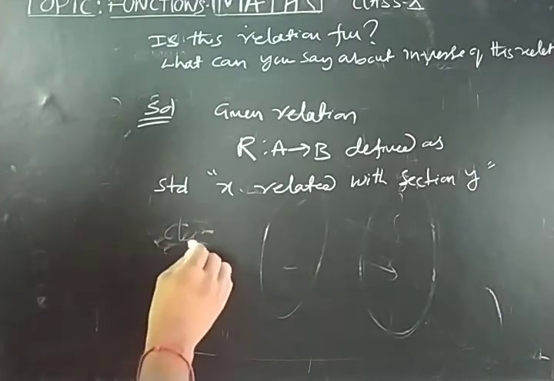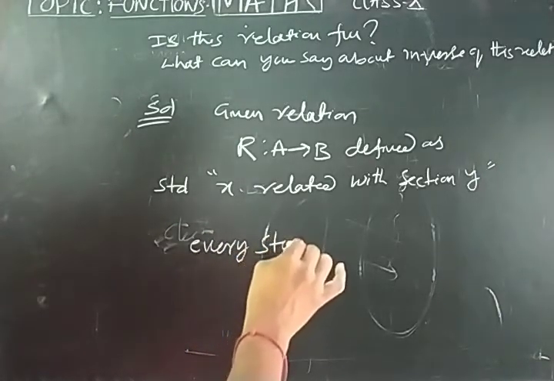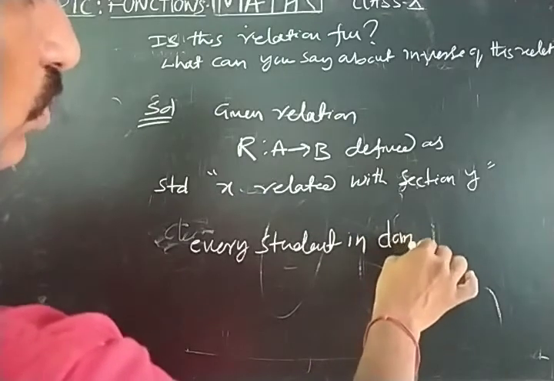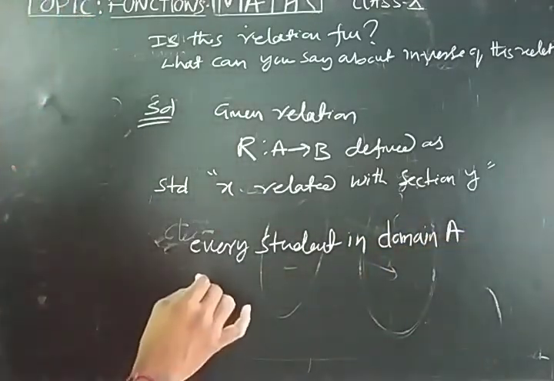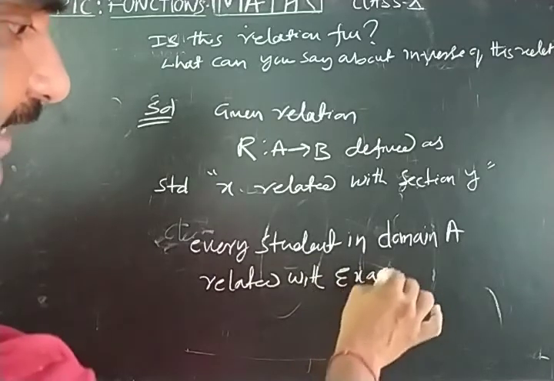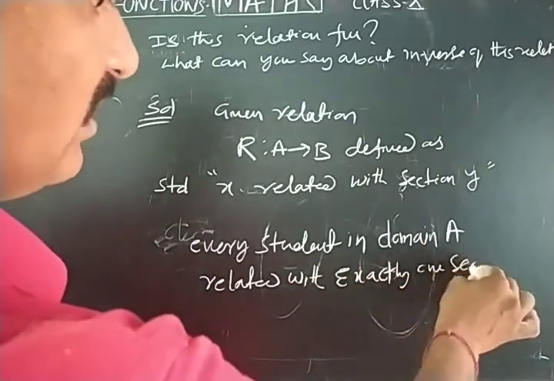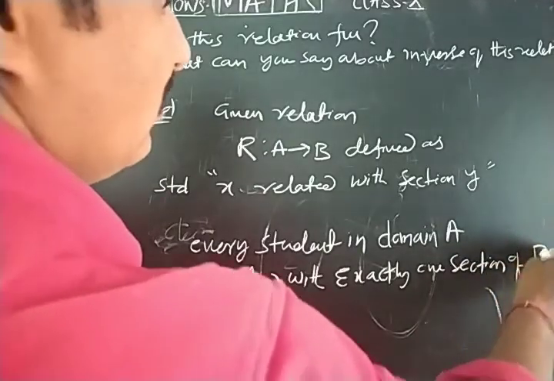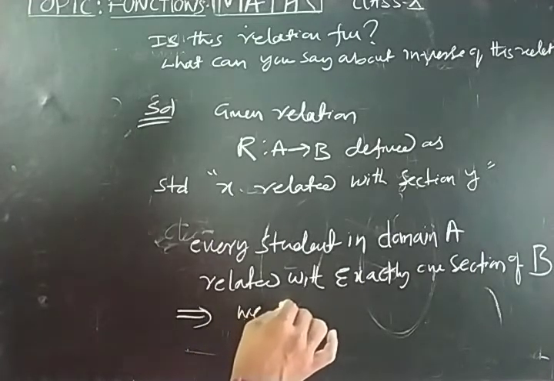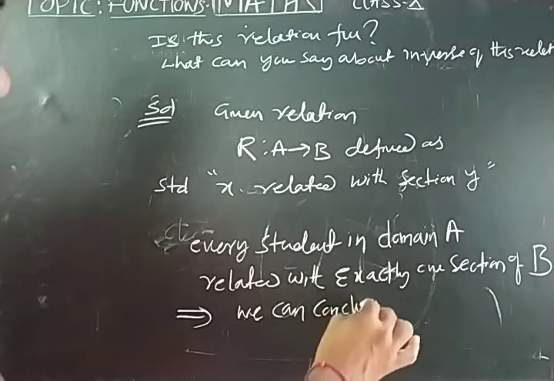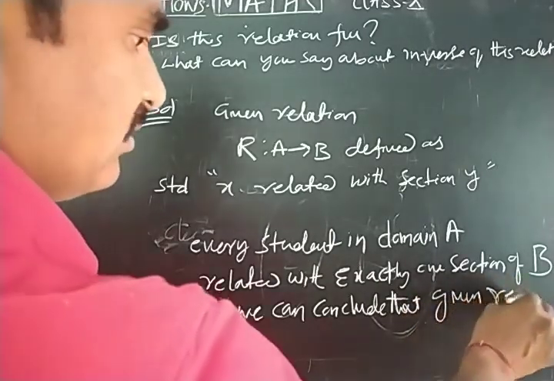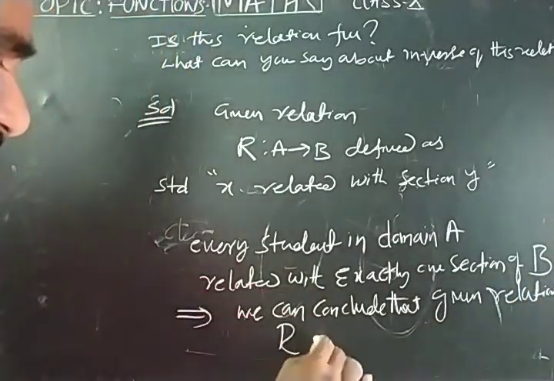Before that, you write: every student in the domain A is related with exactly one section of B, so we can conclude that the given relation R is a function.